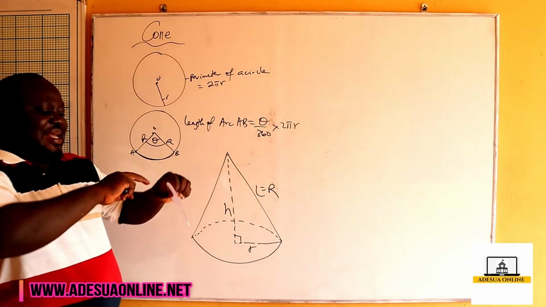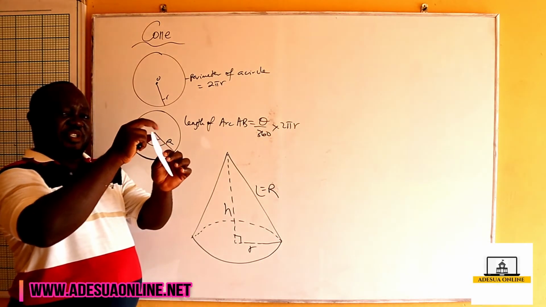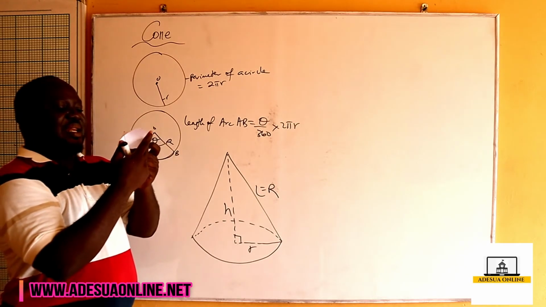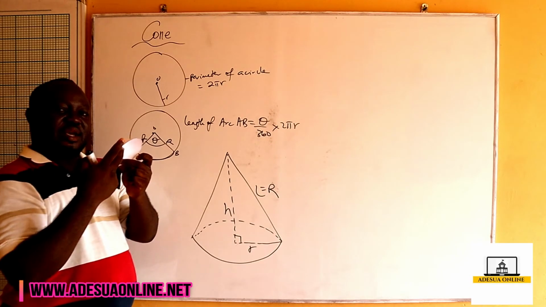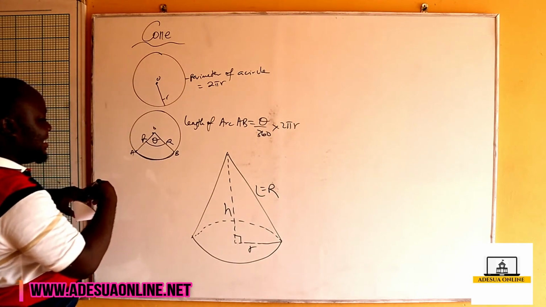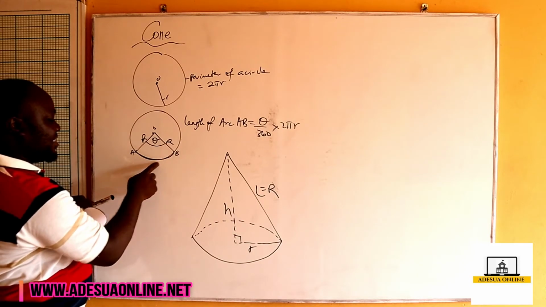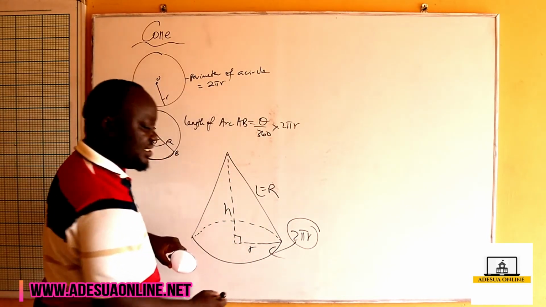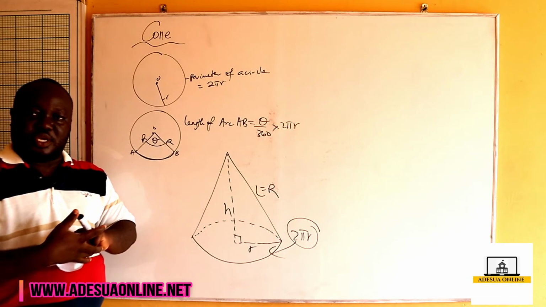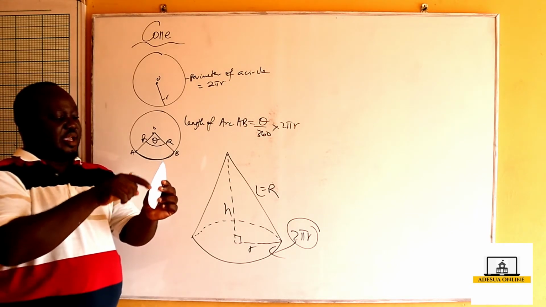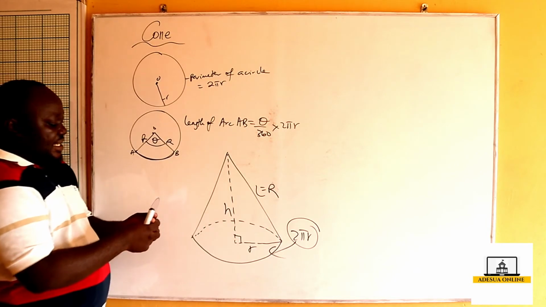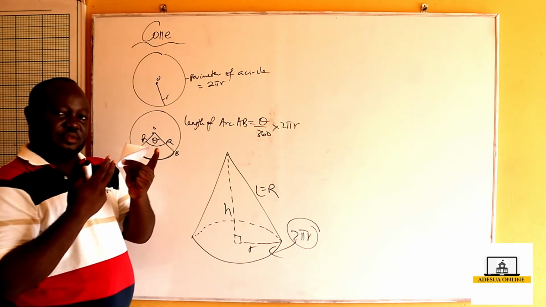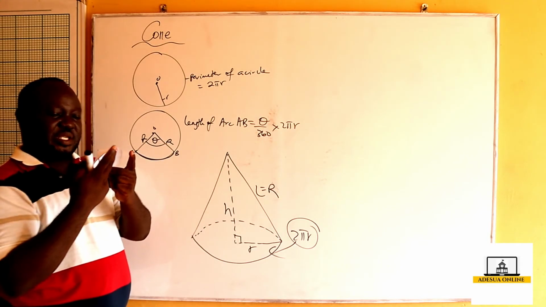And then you realize that the length of this arc, this is very serious, now becomes the length of the whole circular base of the cone. So what you see as theta over 360 times 2 pi r, which is the length of this arc, now becomes the 2 pi r of the base of this cone. So the length of arc of this sector now becomes the length of the whole base of the circle.